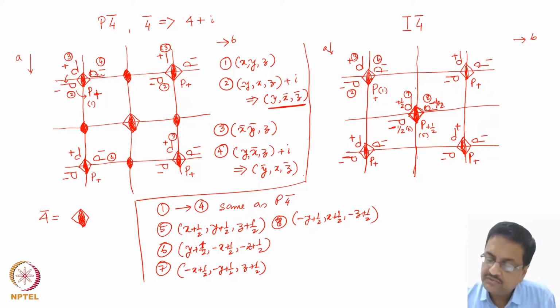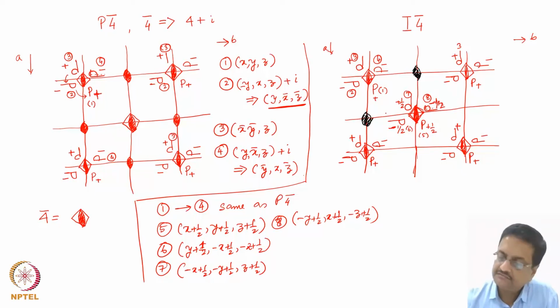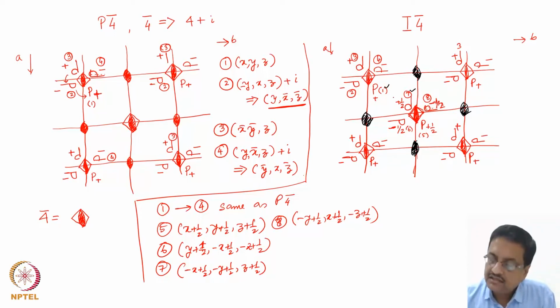So now what is the relationship between this 1 and 3? This 1 and 3 are related by a two-fold axis, which I am drawing in a different color. So that is a two-fold axis which is generated. And what is the relationship between this 1 and 7? They are related by a 2-1 screw in the middle.